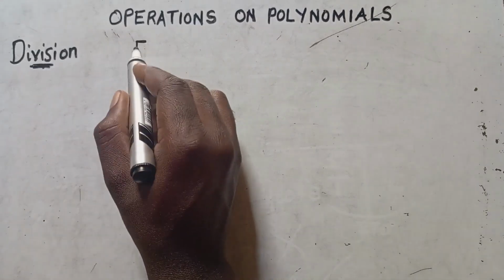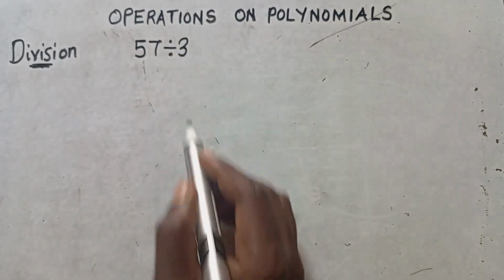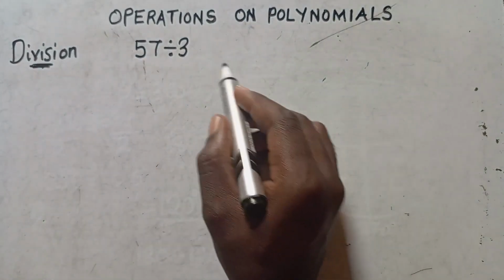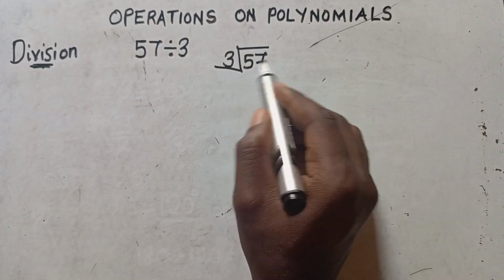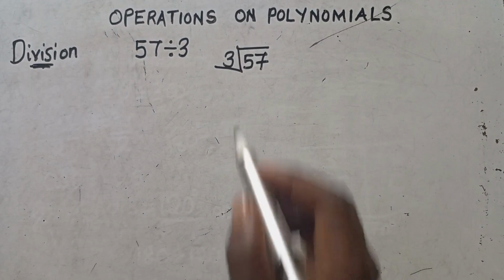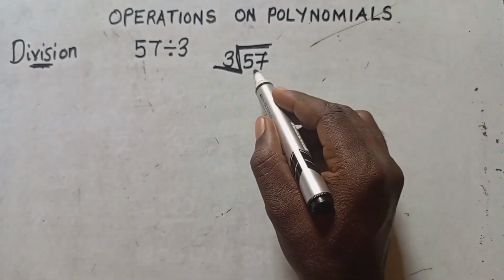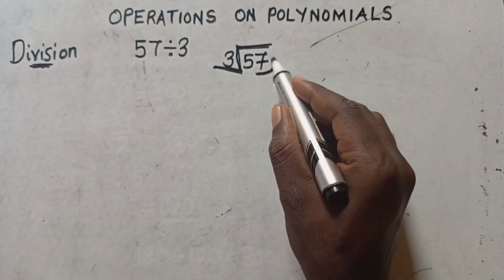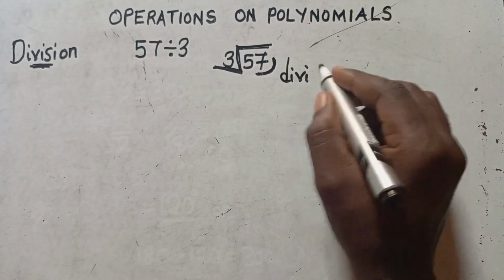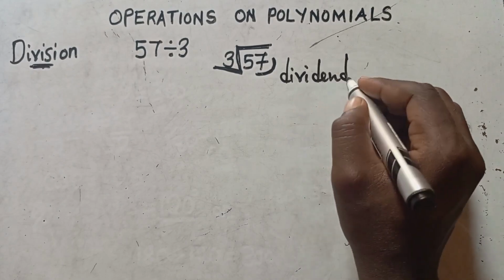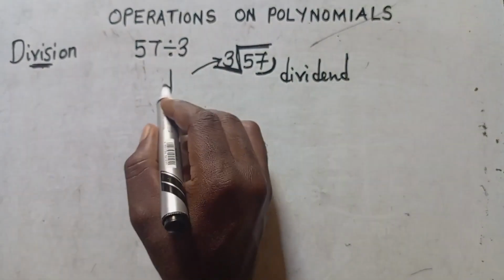If I give you a question to say 57 divide 3, you know and understand that this can also be written as 3 there, then 57 there. This is what we can also represent it. This number that is inside there is called a dividend. Then this number that is there is called a divisor.